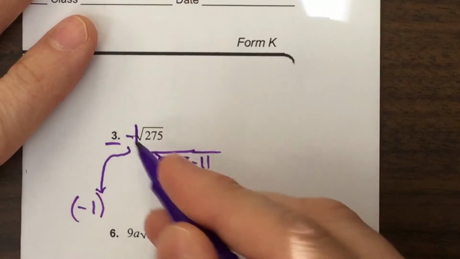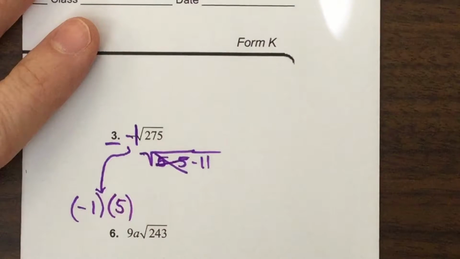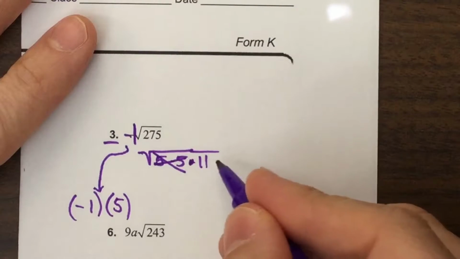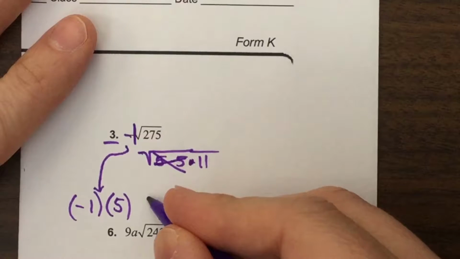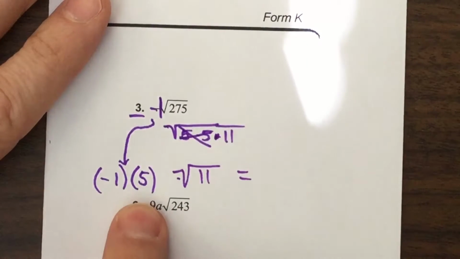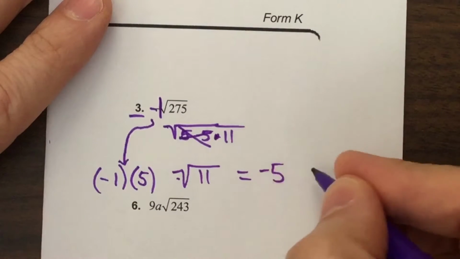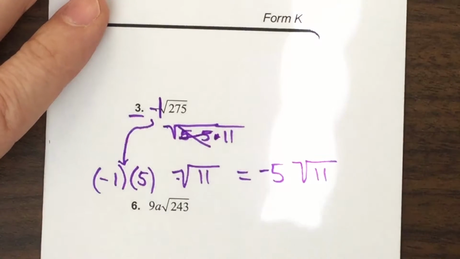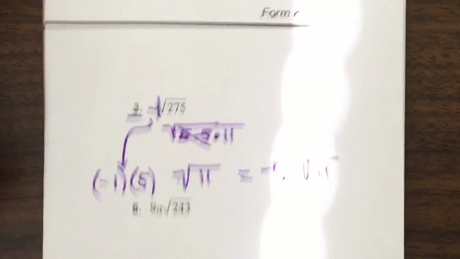So here's the -1 that I dropped down. Here is the 5 I'm dropping down. I can't pull out this 11, so I'm just going to leave the 11 inside the radical. It has to stay there. So basically, when I simplify my answer, -1 times 5 gives me -5, and I have the square root of 11. That's it. That's the same thing we will do on all of these. Okay, let's try number 5.